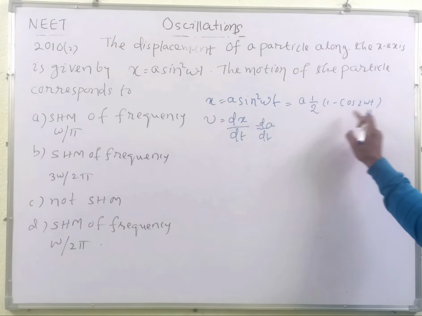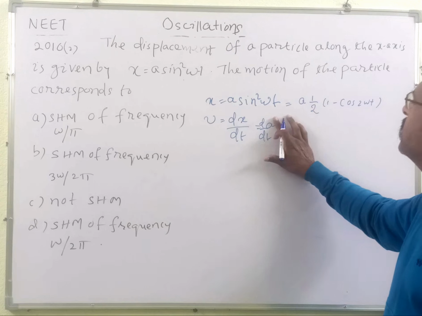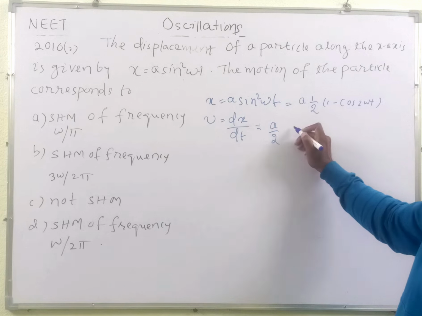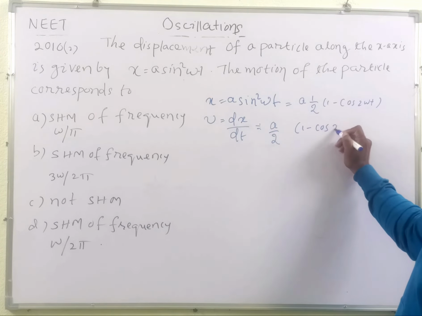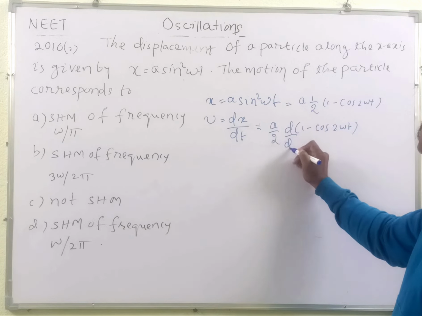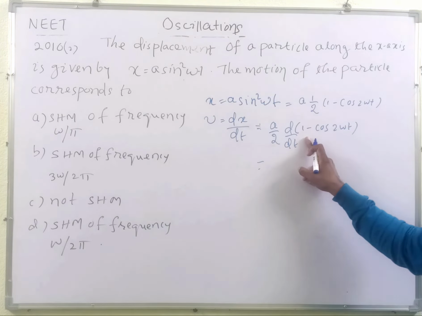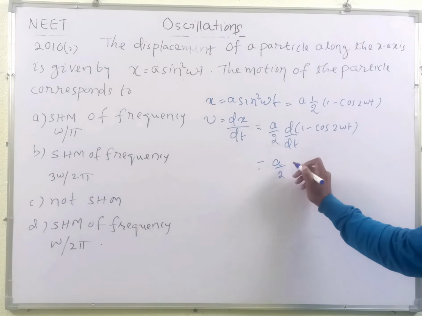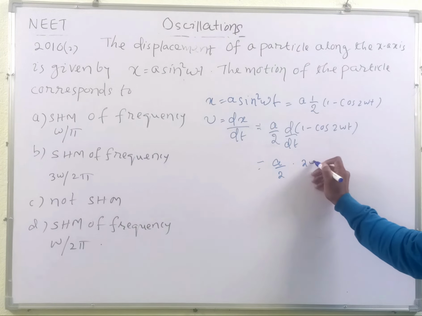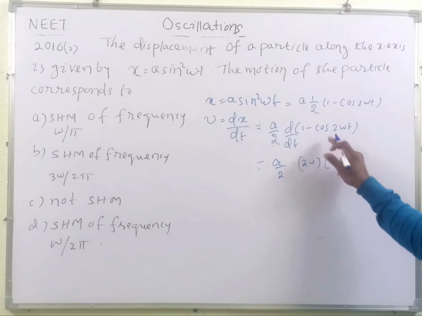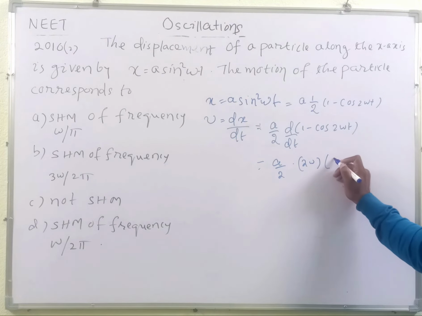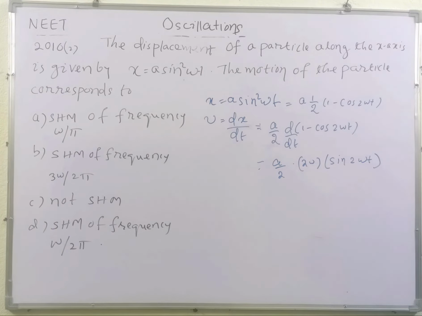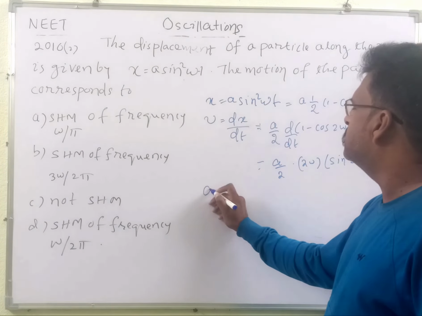So we write sin square omega t like this, and a by 2 we can take outside d by dt because this is a constant. Let us take this outside, a by 2, and this is 1 minus cos 2 omega t time derivative. So student, this d by dt of 1 is 0, and what of cos 2 minus cos 2 omega t? That will be equal to 2 omega, and this will be minus sign, so this will be plus sin 2 omega t. Okay student.